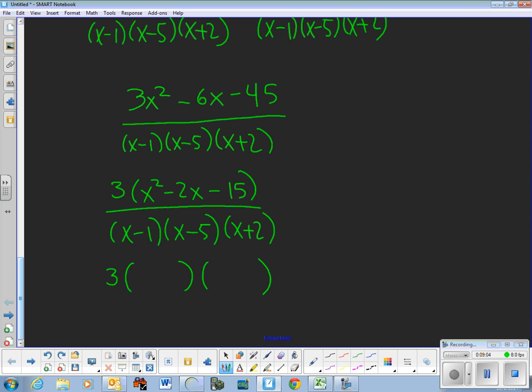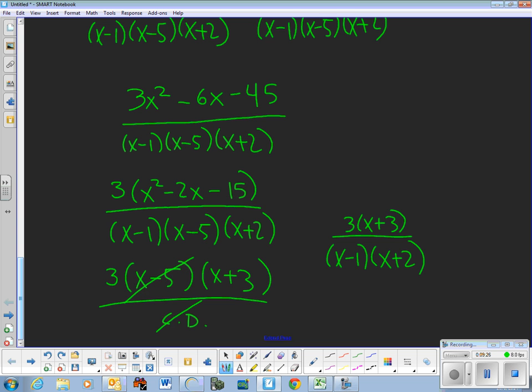So x squared minus 2x minus 15 looks like x minus 5 times x plus 3. We'll go into that over my common denominator. So what happens is the x minus 5's cancel. I'm left with 3 times x plus 3 on the top, and x minus 1, x plus 2 on the bottom. And that could be multiplied out. It could be 3x plus 9 on top. Might as well just leave it in factored form and call it a day.